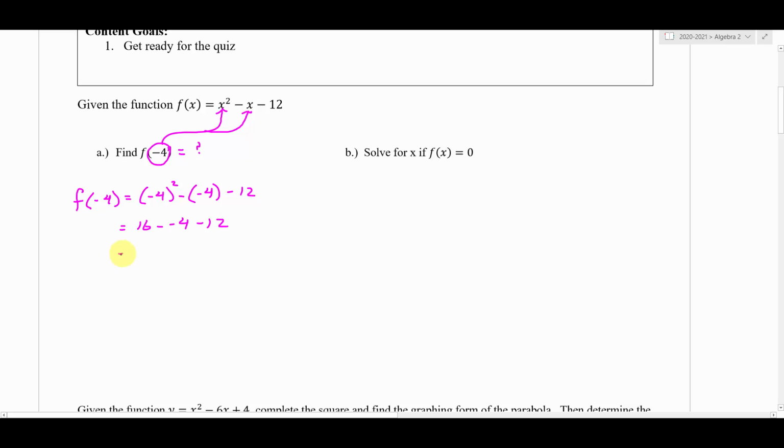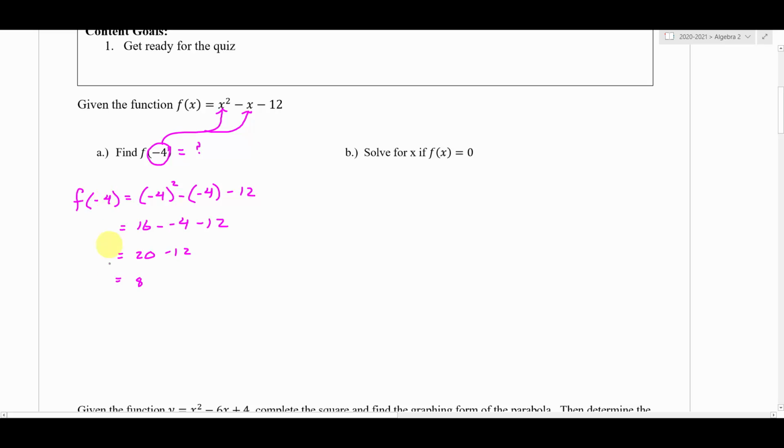All right, so I'm going to go down to my next step, and I'm going to add and subtract from left to right. So I'm going to start with this. This is minus a negative. When you subtract a negative, it's the same thing as adding. So really, this is 16 plus 4. Okay, so 16 plus 4 is 20. And then I still have my minus 12. And then I'll just take care of that last subtraction. 20 minus 12 is 8.